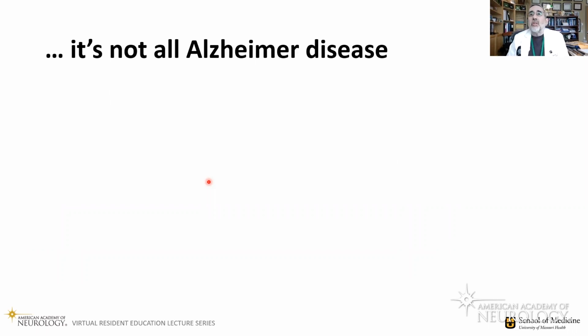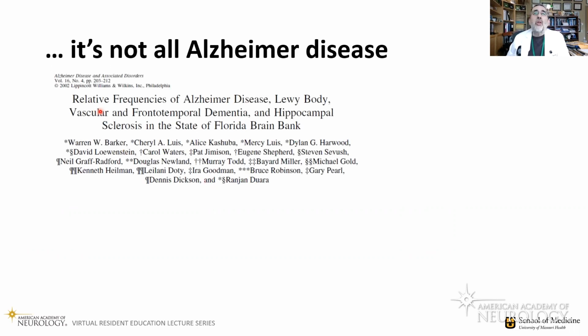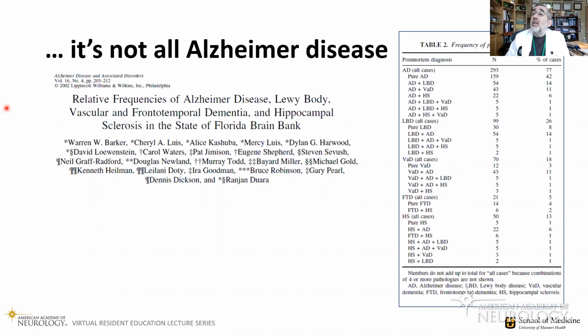And the main message, of course, is you've all heard of Alzheimer's disease, but it's not all Alzheimer's disease. Here's an old paper, about 20 years old, in which patients who presented to dementia clinics or memory disorder clinics throughout the state of Florida went to autopsy. So several different places, and a sample of, I think about 300 some odd patients, were assessed to see how many had Alzheimer's disease pathology at autopsy, how many had Lewy body spectrum or vascular dementia, how many had frontotemporal degeneration, and how many had hippocampal sclerosis of aging.